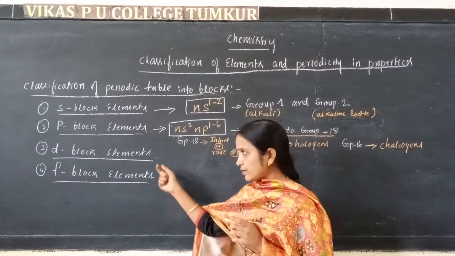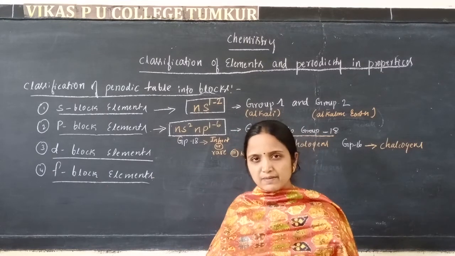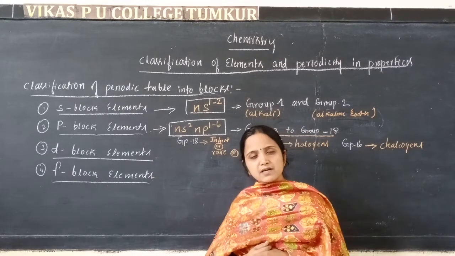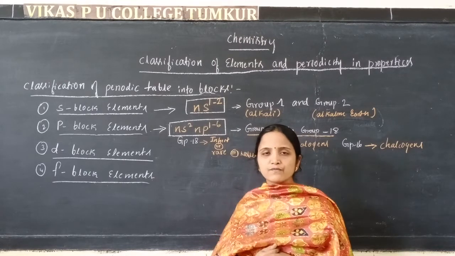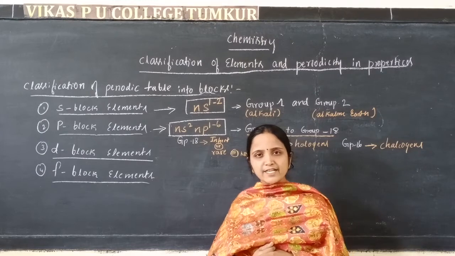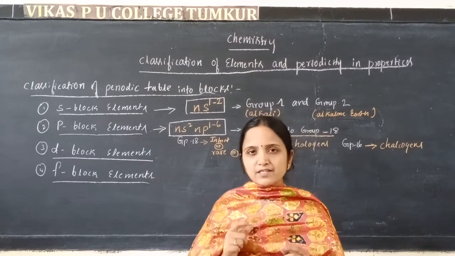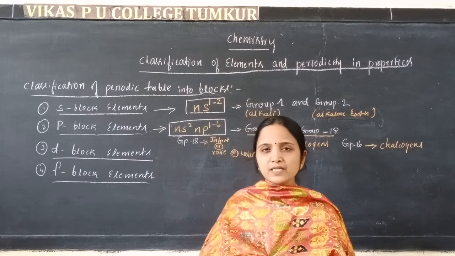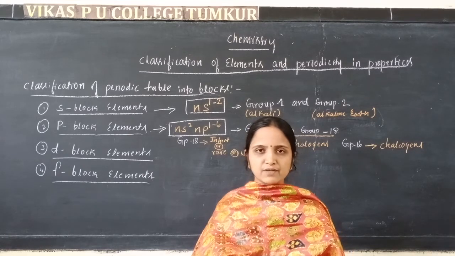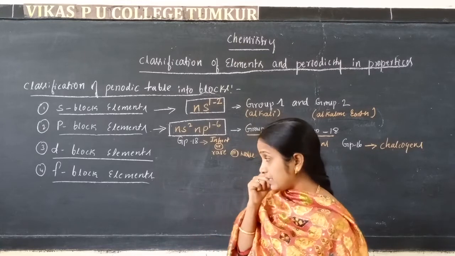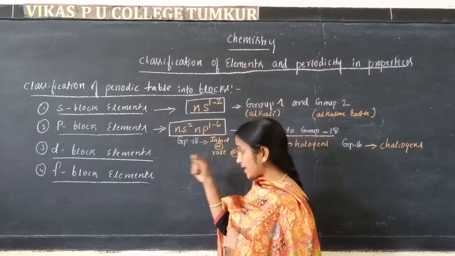Now we are going to be discussing the d block elements. What is meant by d block elements? These are the elements in which the differentiating electron enters the penultimate shell of the d orbital. That we call as d block elements.